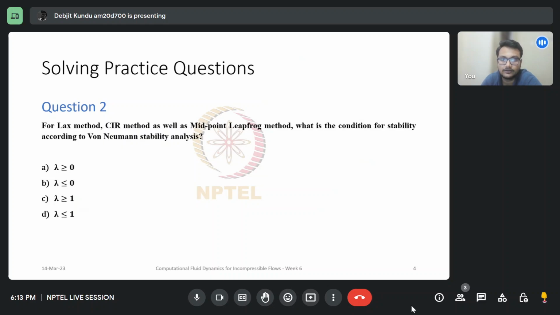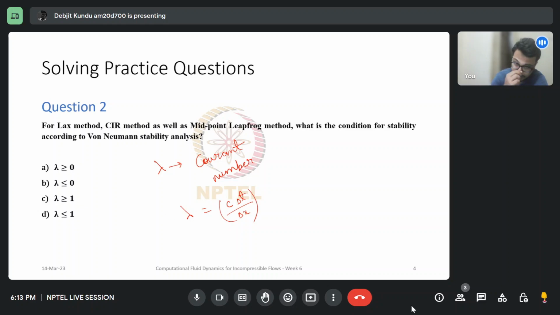Is it lambda greater than or equal to 0? Is it lambda less than or equal to 0? Is it lambda greater than or equal to 1? Or is it lambda less than or equal to 1? Now, lambda here is the Courant number. And it is given by c, the wave velocity in a hyperbolic wave equation, into delta t divided by delta x.